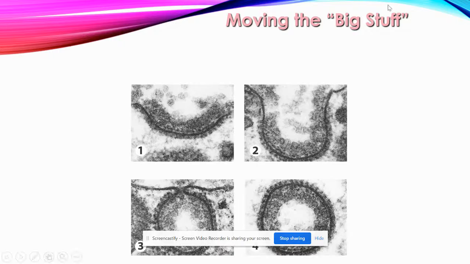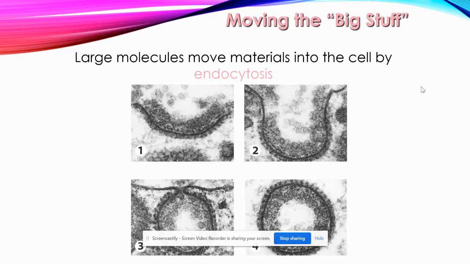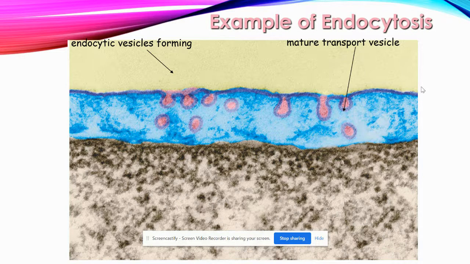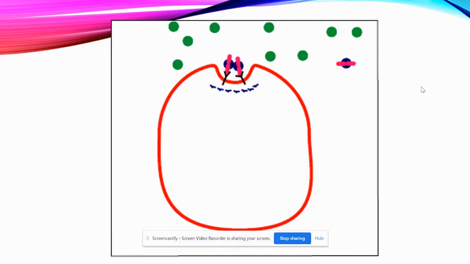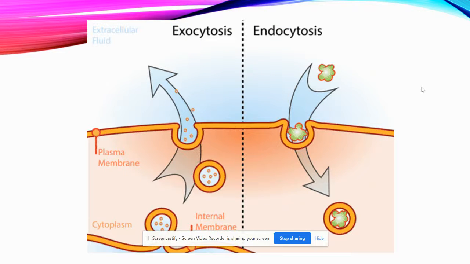Here's a picture of endocytosis. Something gets on the surface of the cell membrane. It pinches in and forms a vesicle. Endo means inside. We have another GIF there showing endocytosis, moving things in. That's how coronavirus gets into our cells, by endocytosis. Exo is leaving, endo's entering.